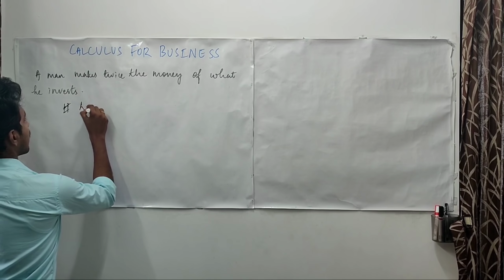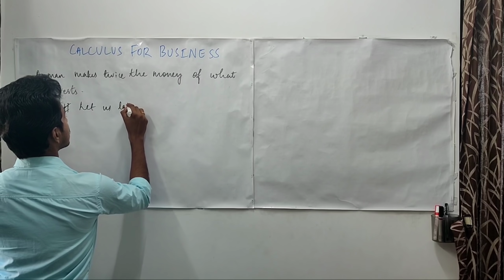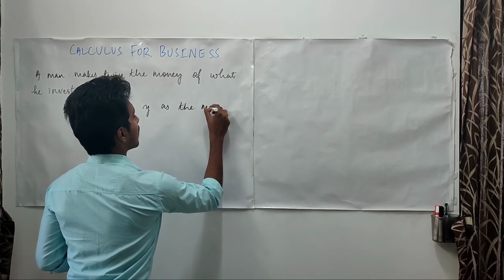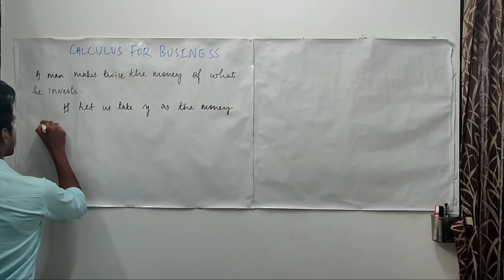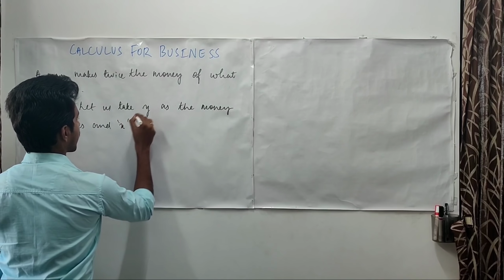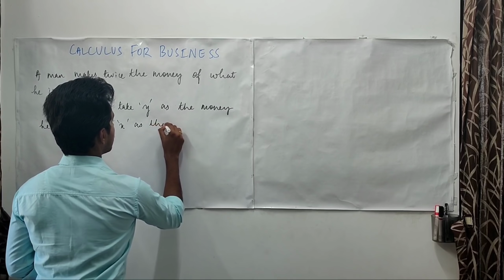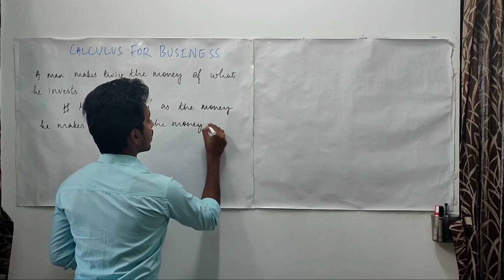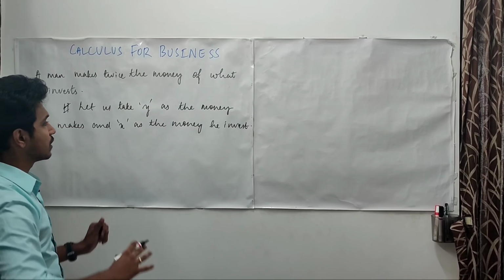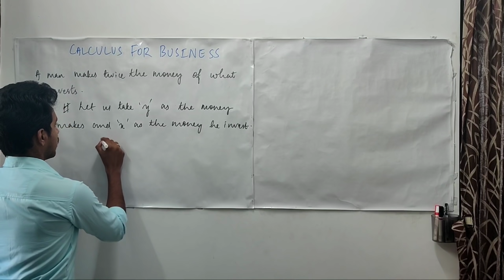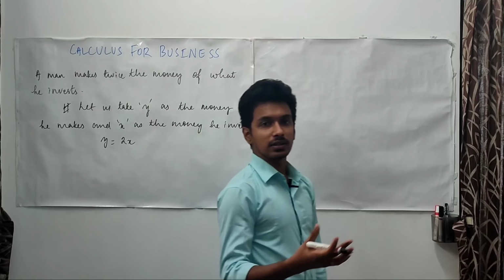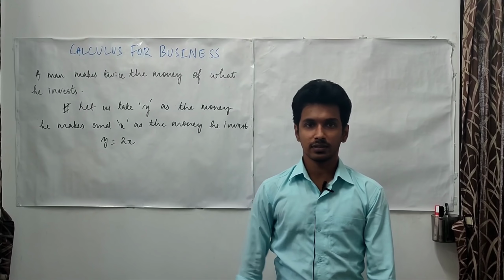So let us take y as the money he makes and x as the money he invests. So when we have something of this sort, how do we write it? Here we know this y is 2x. So whatever he invests is going to get the double of these things.